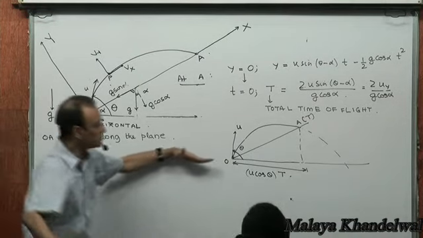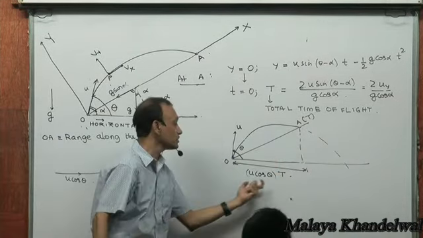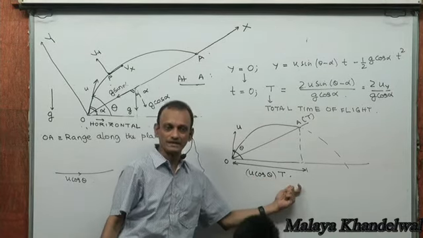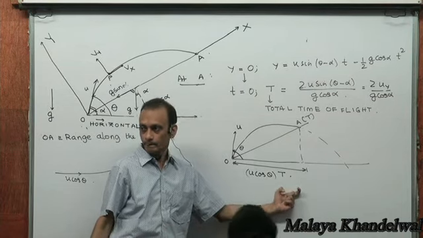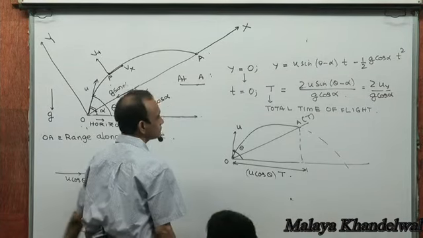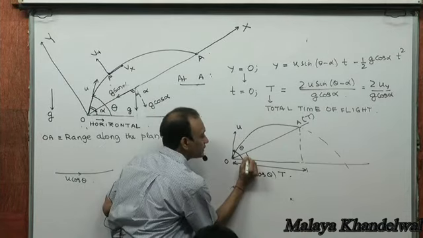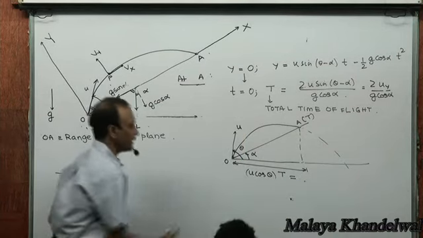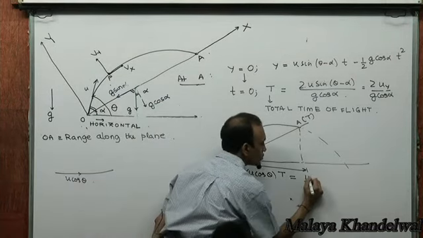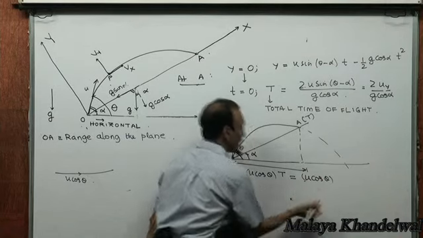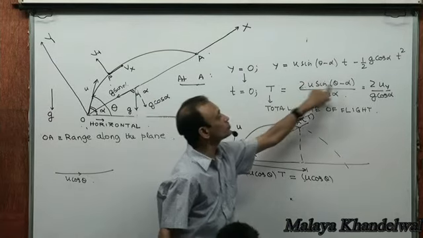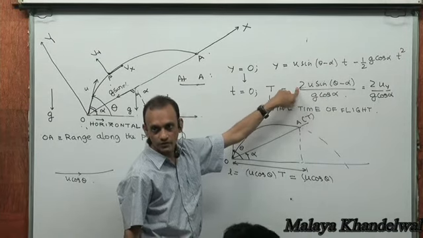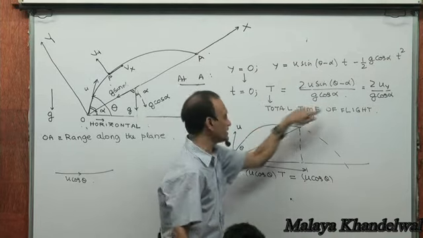Did you understand this? This displacement in the horizontal direction is caused by a constant u cos theta acting for a total time capital T seconds, where this angle is alpha. Now, what does this turn out to be? This length L turns out to be u cos theta into capital T. What is capital T? 2u sin(theta minus alpha) by g cos alpha. That's the time of flight, the time taken to hit the plane again.